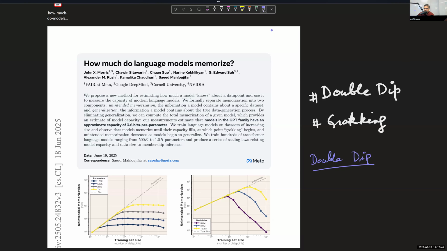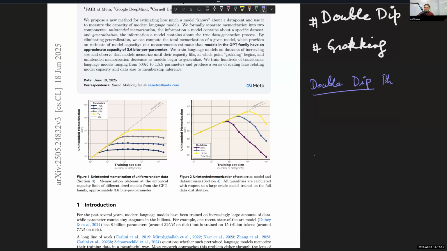Double dip refers to an interesting phenomenon, the double dip phenomenon, which is considered unique to deep neural networks. But recently there have been studies and researchers are claiming that it is actually not necessarily a property of deep neural networks, but of all statistical models. But nevertheless, commonly we believe that it is specific to deep neural networks, for sure.